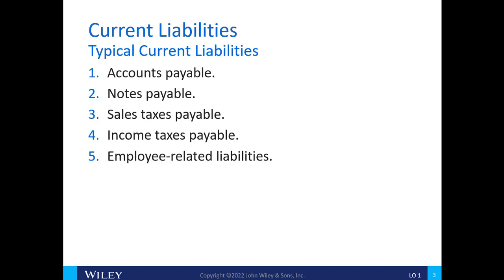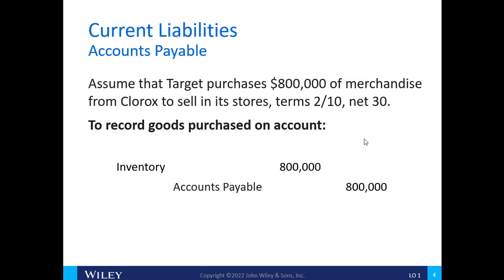And so it's a trade-off between cash and the liability in most cases. The typical current liabilities we see are accounts payable, notes payable, sales taxes, and other income taxes that we have, as well as wages for employees. All right, to start with, accounts payable, the most common type of liability as it relates to the vendors and suppliers that we have.